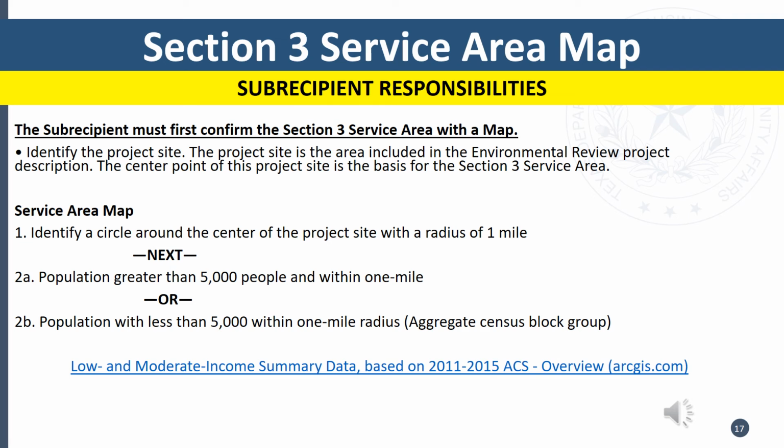This circle should have a population greater than 5,000 people within the 1 mile radius. If you have a population of less than 5,000 people, according to the most recent census, then you will need to aggregate census block group geographies totaling a minimum of 5,000 persons that both surrounds all components of the project site and most closely approximates a circle shape.